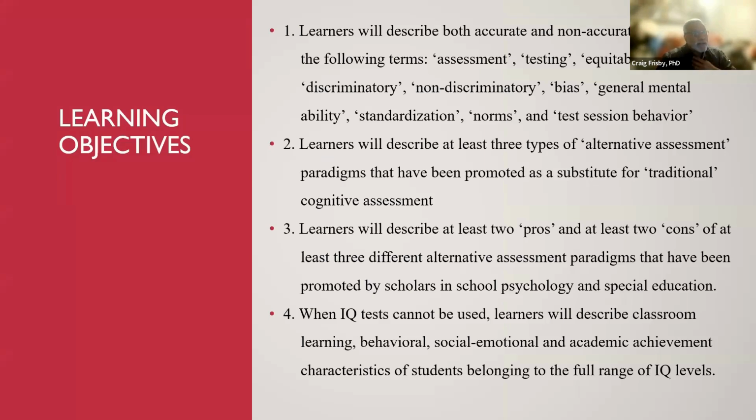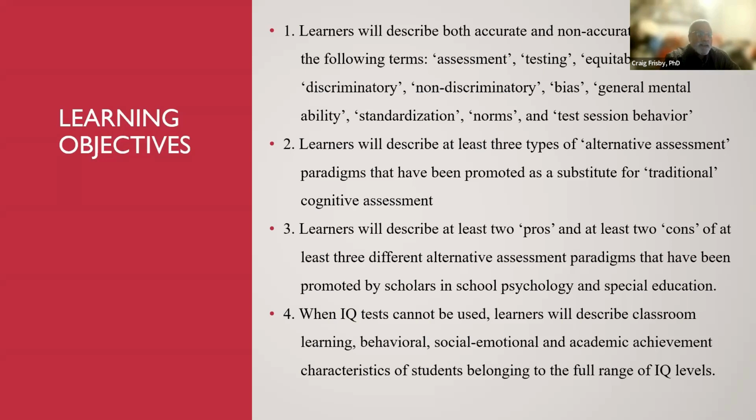So real quickly, the learning objectives here. Number one, I'll describe different terms and then I'll give definitions for those terms. Number two, I'd like you to be able to describe at least three different types of alternative assessment that have been promoted in the past and currently, and to understand, at least at a basic level, what the argument is from proponents of these methods as to why they think their method is superior to IQ testing.